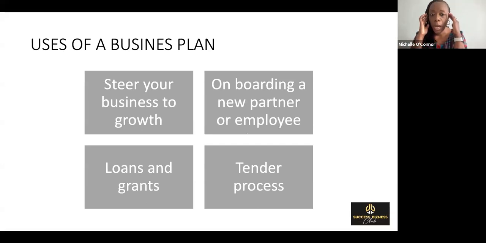So for you, when you're looking at this plan that you have documented, one of the things that you're able to do is that you're able to think about your business 1 year from now, a few months from now. So you're not just thinking about today. When you're onboarding a new partner or an employee, you're able to provide them with a document. Loans or grants. When you're going up for loans and grants, a business plan is something that they need. And if you're also making a bid for a job, they need a business plan. They want to know that you're serious about your business. And so that is what I wanted to share with you today in terms of business plan.